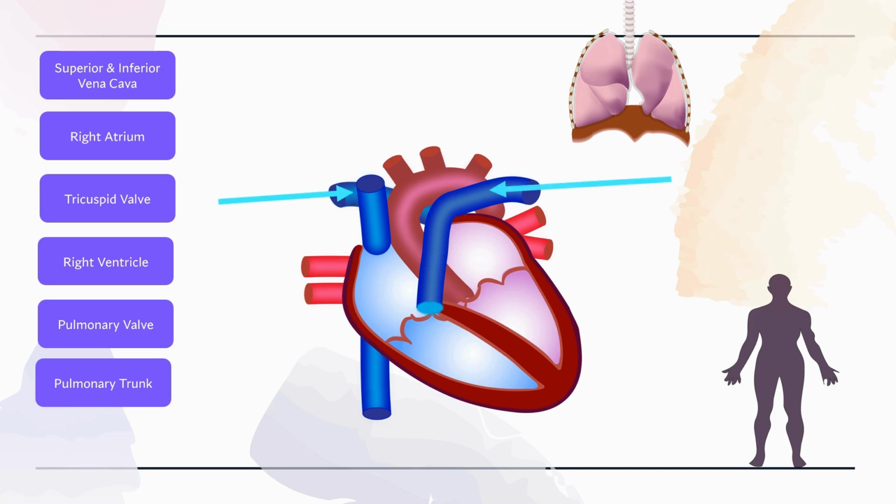The pulmonary trunk splits off, makes almost like a little T shape, and you can see one kind of sneaking underneath the aorta. Those are your pulmonary arteries. One will be the right pulmonary artery, one is the left pulmonary artery.